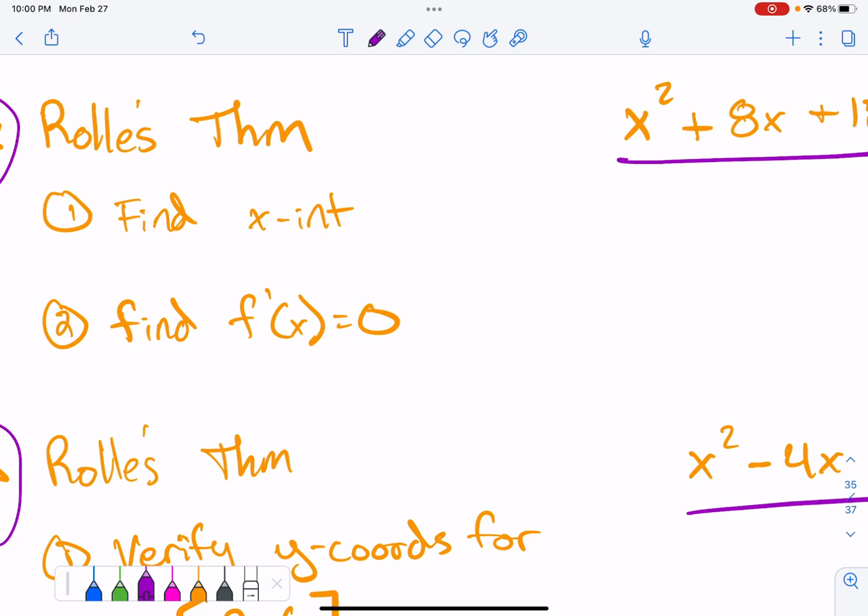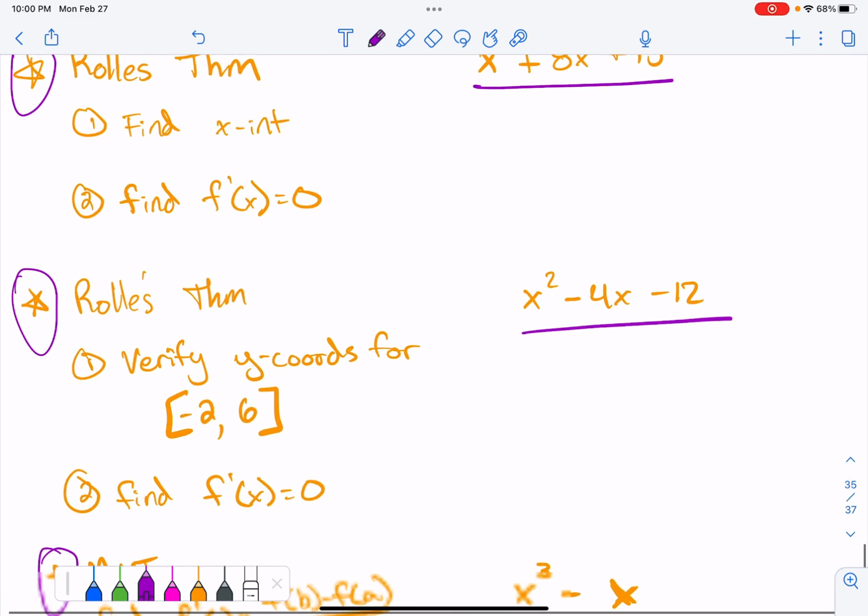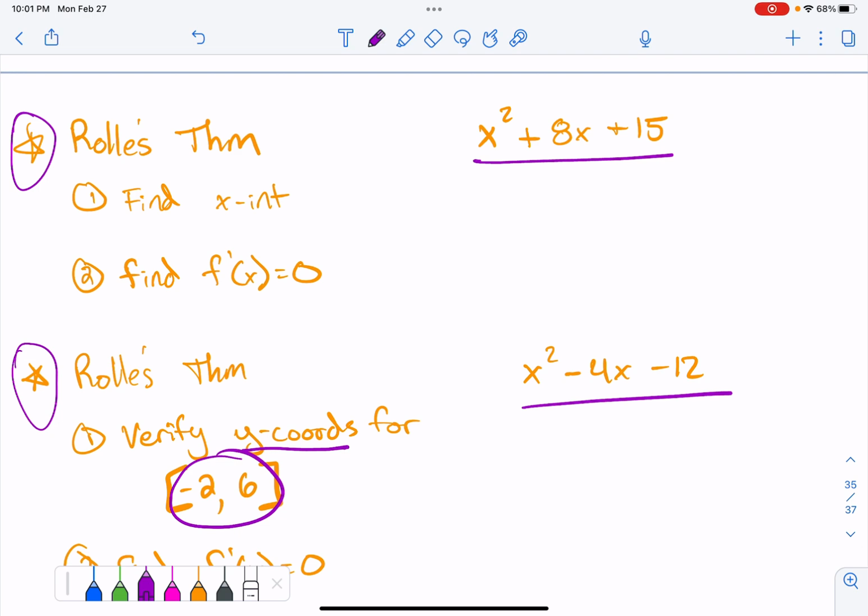This one says find the x-intercepts. Here for Rolle's theorem, it says verify that the y coordinates are the same for these two points. In one, they say find the x-intercepts because if I'm doing x-intercepts, they're going to be directly across from each other. Same thing with this one, but they wouldn't necessarily have to be x-intercepts. They could be up here somewhere. They wouldn't have to be x-intercepts for the y coordinates to be the same. So it's doing the same thing, just a little bit differently, finding the x-intercepts here.